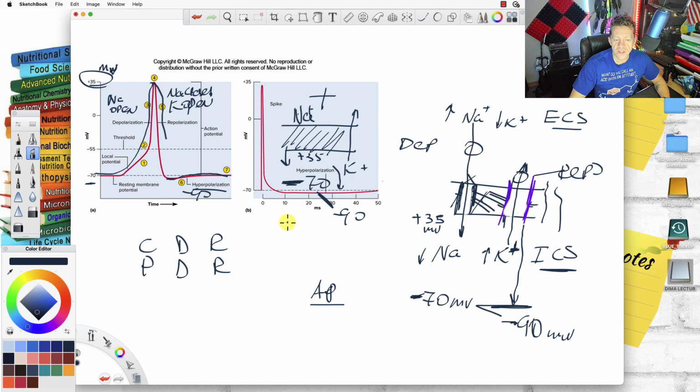But do not forget that inside of the cell we also have bicarbonates. This is negative. Let's say outside of the cell we have negative chloride. There's also inside of the cell negative proteins. So that way the cell is able to reestablish its resting potential.